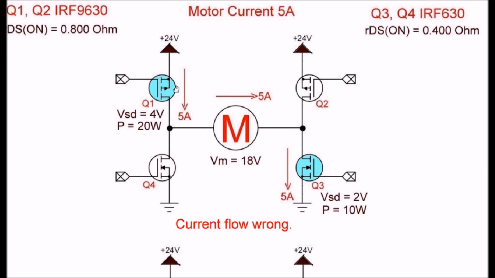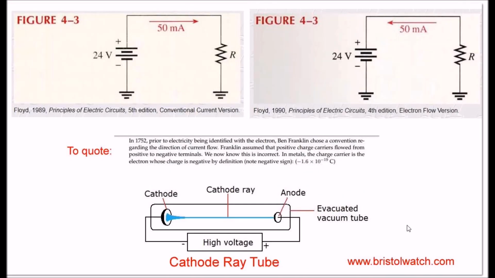I hope that doesn't have your head spinning too much. The question is, how did this happen? Everybody, or at least Americans, should know who Ben Franklin is. He was famous for his experiments in electricity. But let's note something. In 1752, prior to electricity being identified with the electron, Ben Franklin chose a convention regarding the direction of current flow.